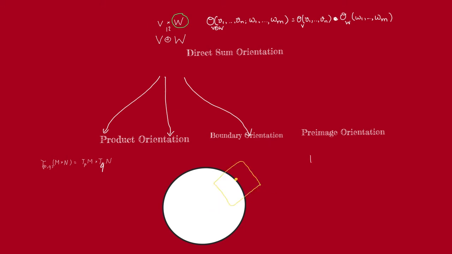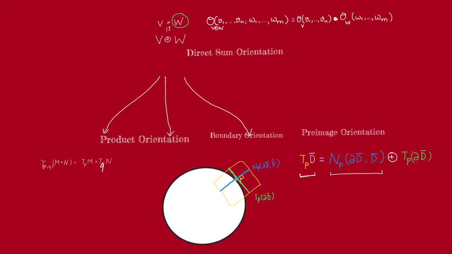For example, let's look at the closed disk. I'll write that as D bar. Given a point P on the boundary of this closed disk, we can think of the tangent space to the closed disk at P as the direct sum of the following two spaces. One is the tangent space to the boundary circle at P, and the other one is the normal space to the boundary circle at P. So now suppose we have some orientation on this full tangent space and also on the normal space. Then we will show how to deduce the induced orientation on this tangent space.